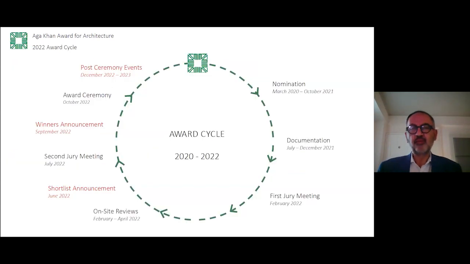Now, very quickly, it's a 3 year process. We have the nominations, and then we have to document the projects.